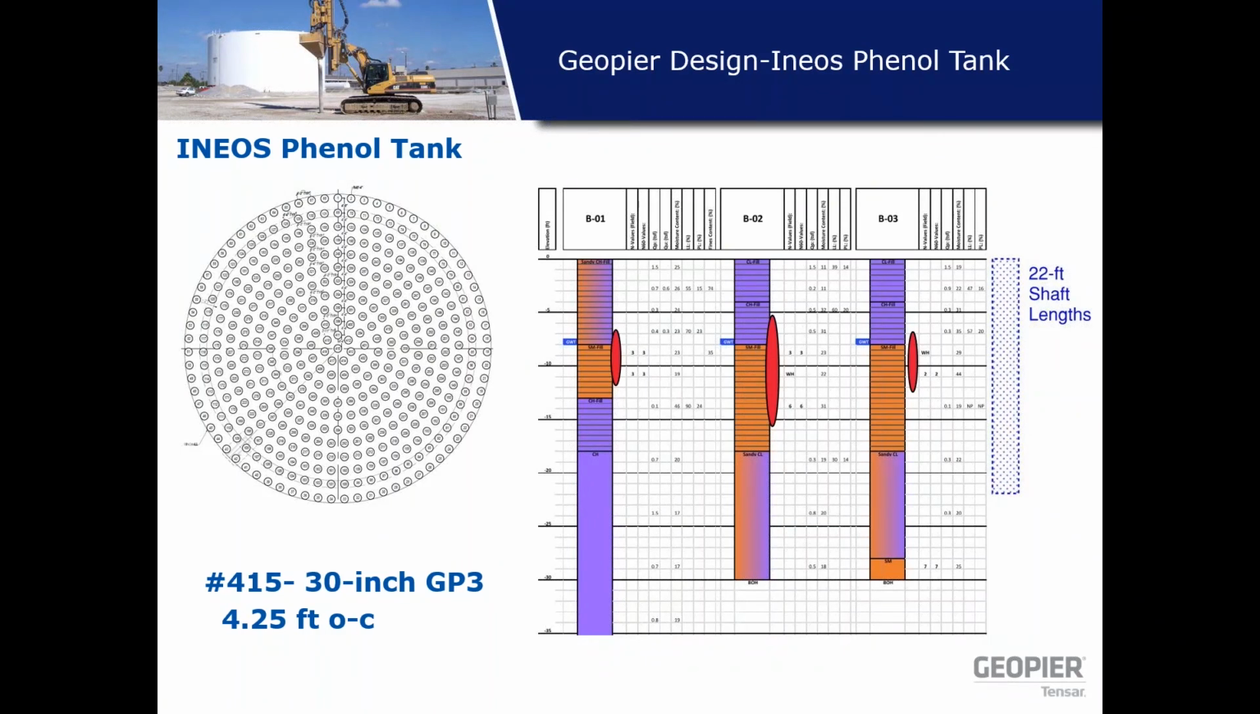The upper clay in upper 7 feet is probably a desiccated crust, but really from anywhere between 7 to 17 feet, you have soft material. So we designed a 30-inch drill and fill solution for this project. We installed 415 Geopier elements.